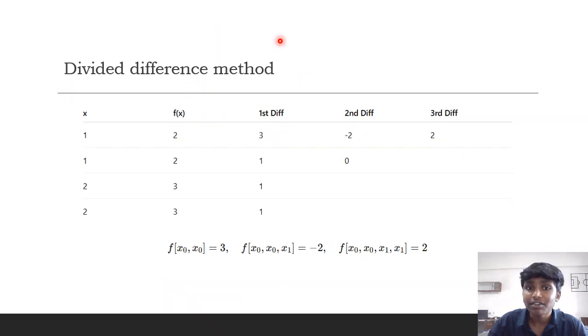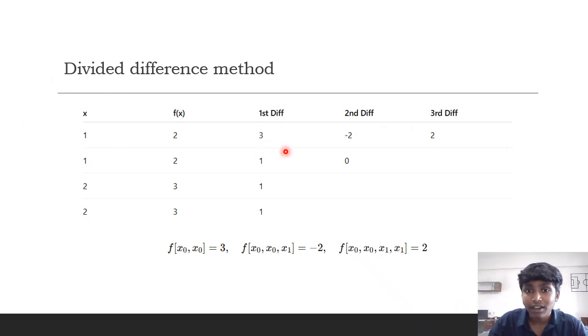In the divided difference method, we write every value twice. For x, we have 1 and 2, so we write 1 1 2 2. In the same way for f of x, 2 2 3 3. And the first derivative also we should take in Hermite interpolation, so 3 1 1 1. After taking all this, we should make a Newton's divided difference table.